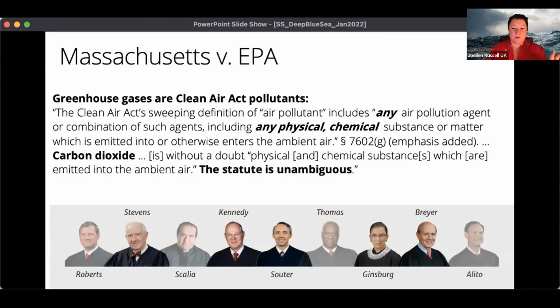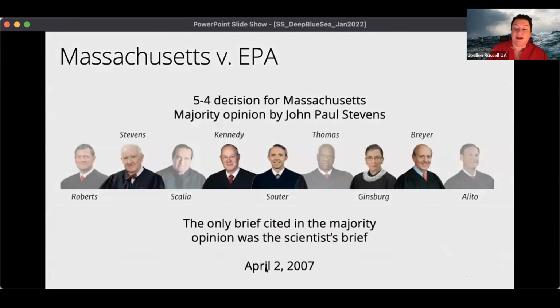The Clean Air Act's sweeping definition of air pollutant included any air pollution agent or combination of agents, including physical, chemical, substance, or matter, which is emitted into or otherwise enters the ambient air. Without a doubt, physical and chemical substances, which are carbon dioxide, the statute they ruled is unambiguous. And you can see the ones that ruled. This was back in 2007, April 2nd.